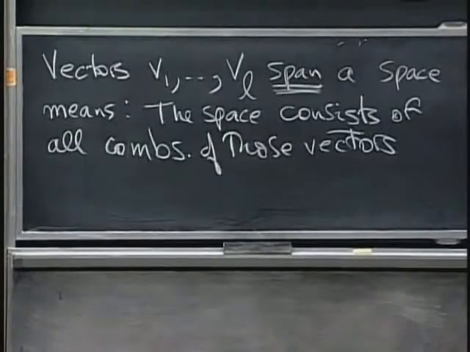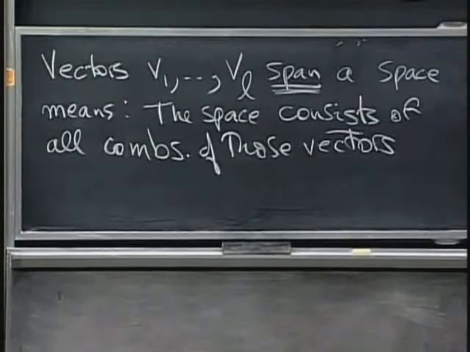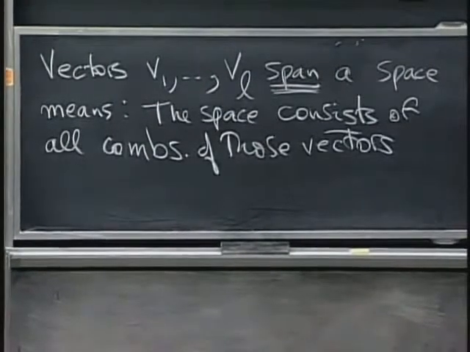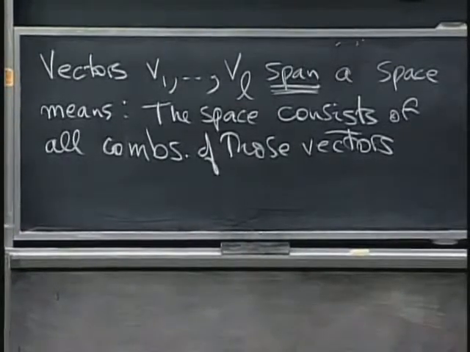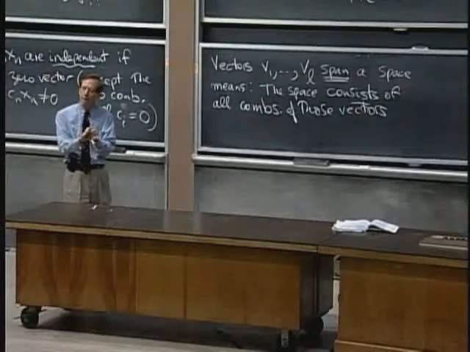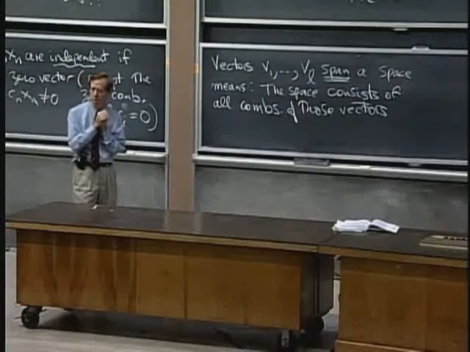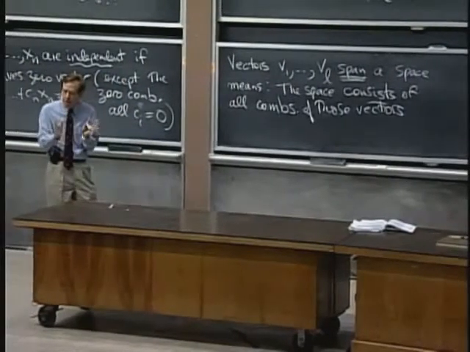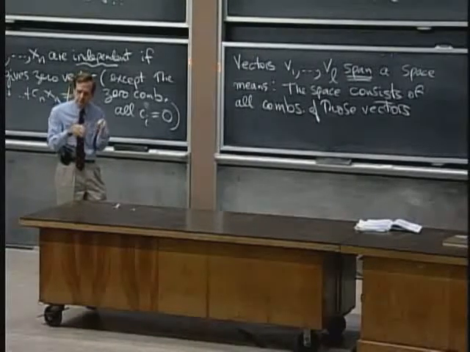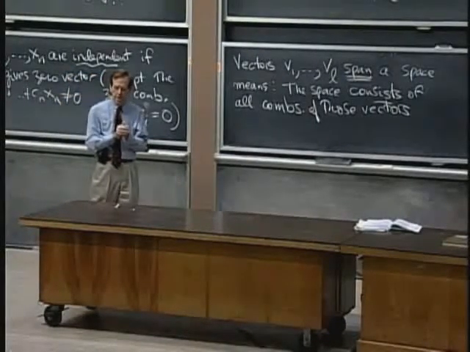So if I think of the column space of a matrix, I start with the columns. I take all their combinations. That gives me the column space. They span the column space. Now, are they independent? Maybe yes, maybe no. It depends on the particular columns that went into that matrix.